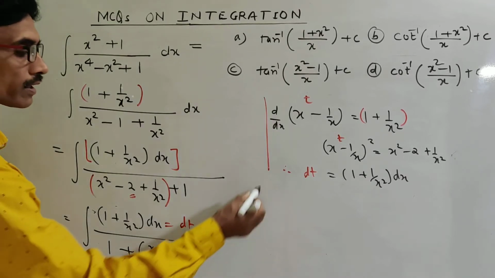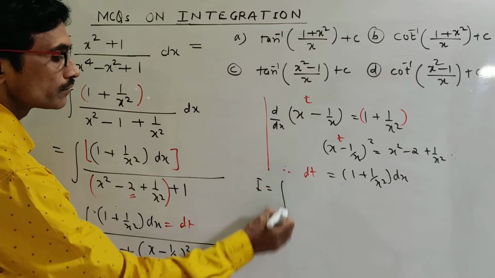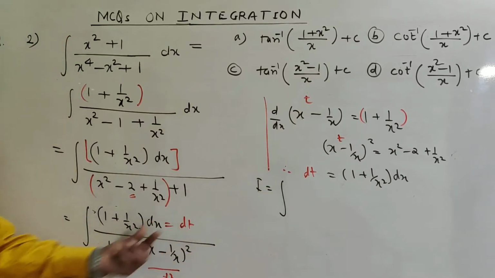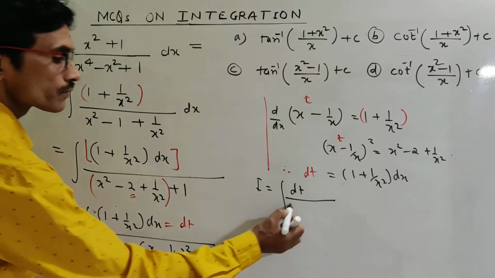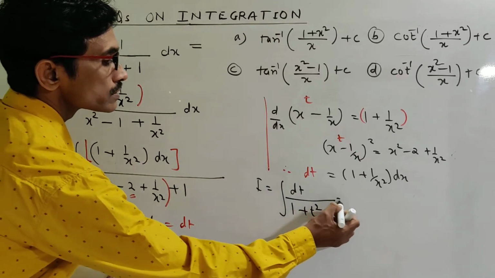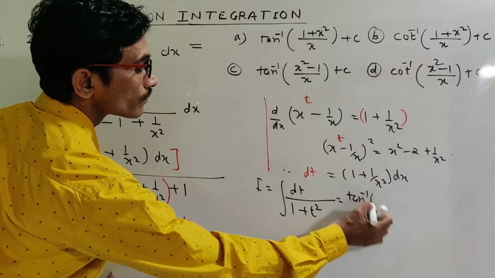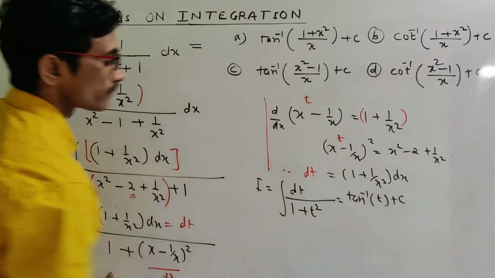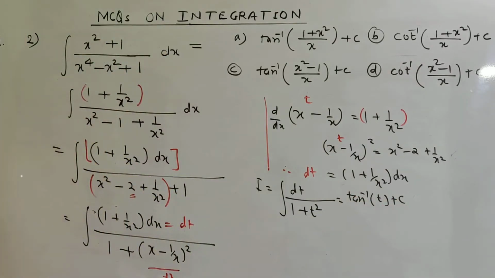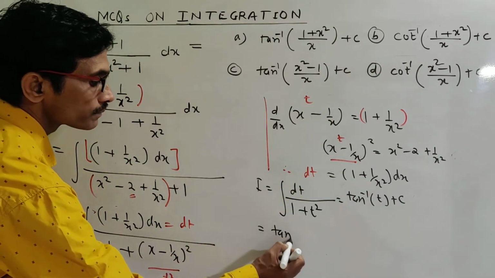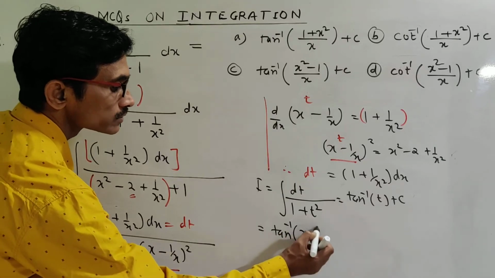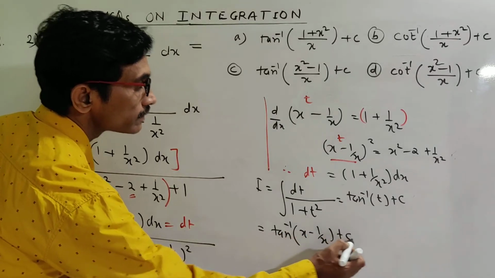So our integral will become dt upon 1 plus t square, which is tan inverse of t plus c, and our t is x minus 1 upon x. So that is tan inverse of x minus 1 upon x plus c.